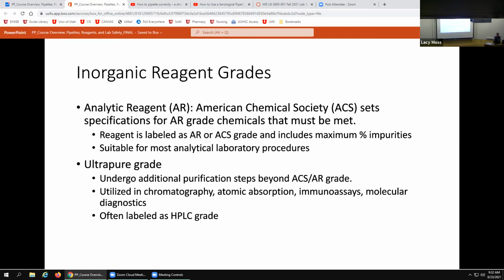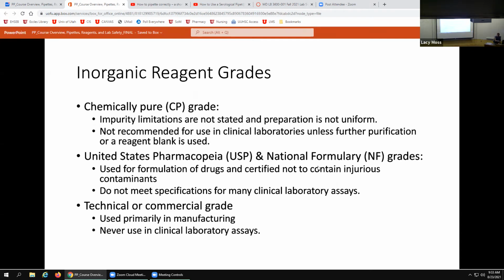So you'll often see these in the clinical lab. There's also the ultra pure grade, which undergoes additional purification steps. This is often used where you need it to be ultra pure, like chromatography, mass spec, immunoassays. These are often labeled as HPLC grade. It basically means it's super pure. What's funny is even though I know this is super pure, I would not drink HPLC grade water because it's coming out of a brown bottle. Don't ever drink anything out of a brown bottle.